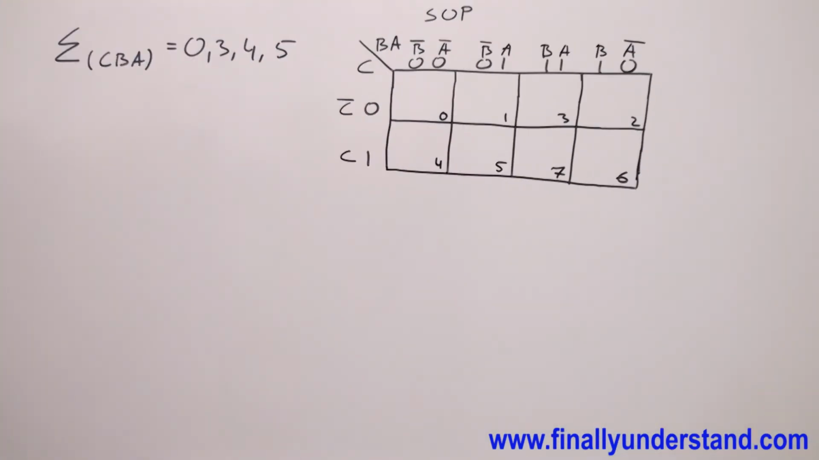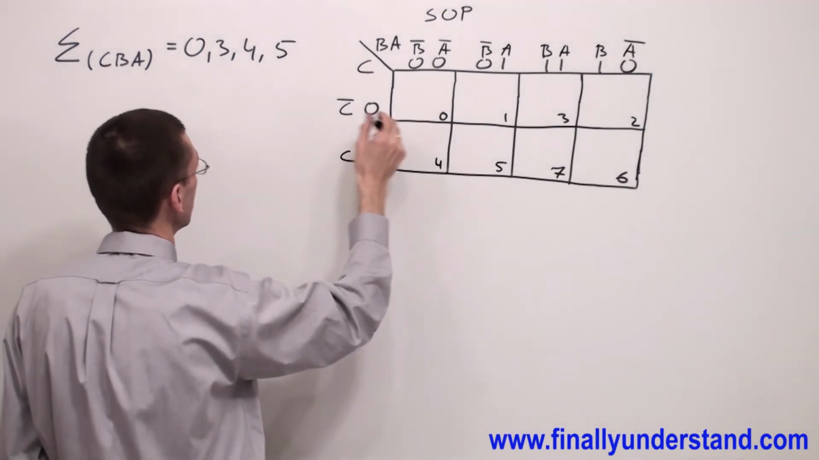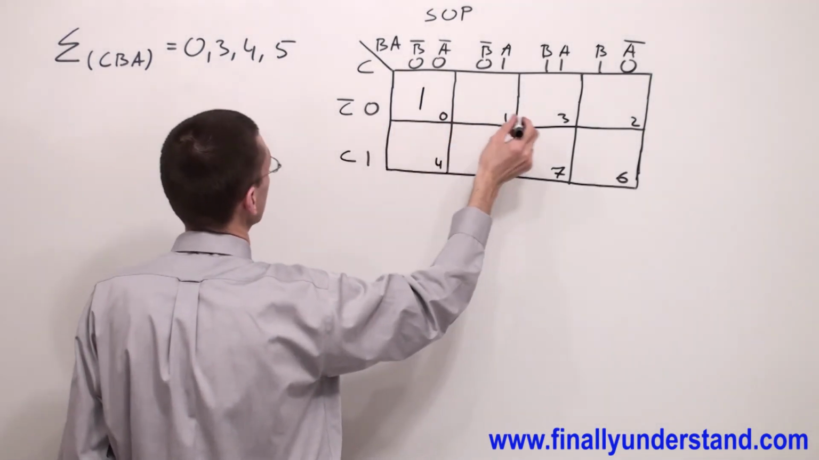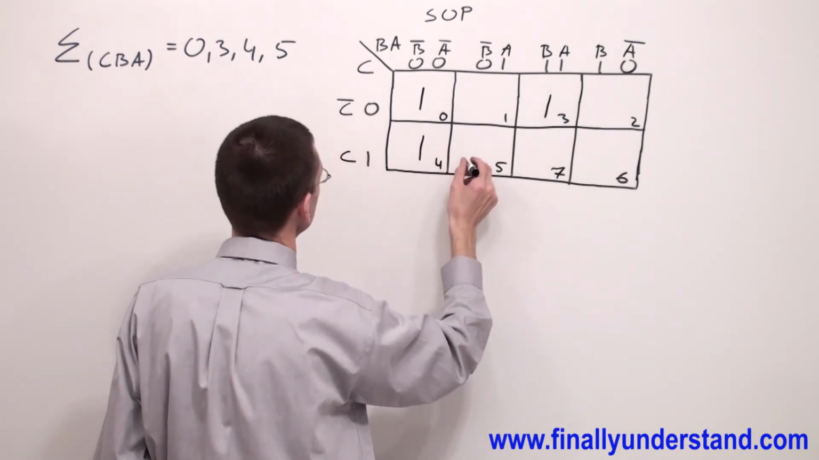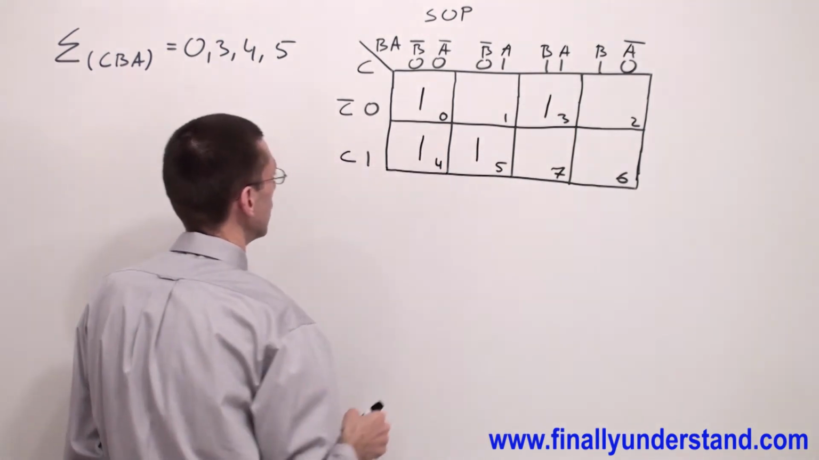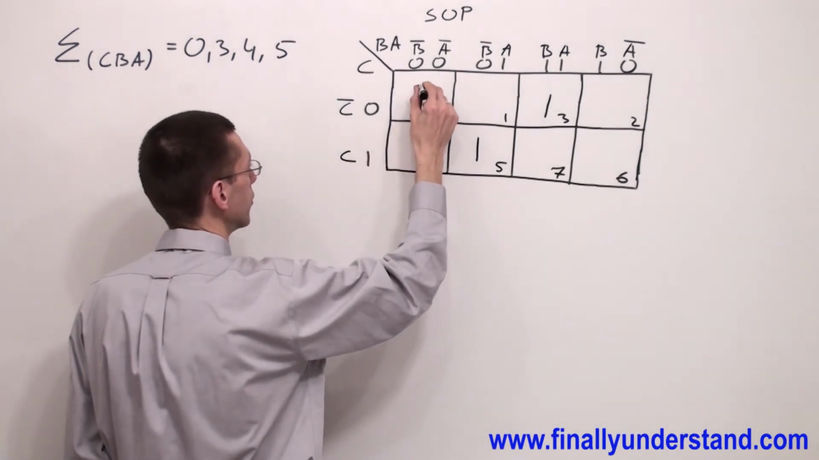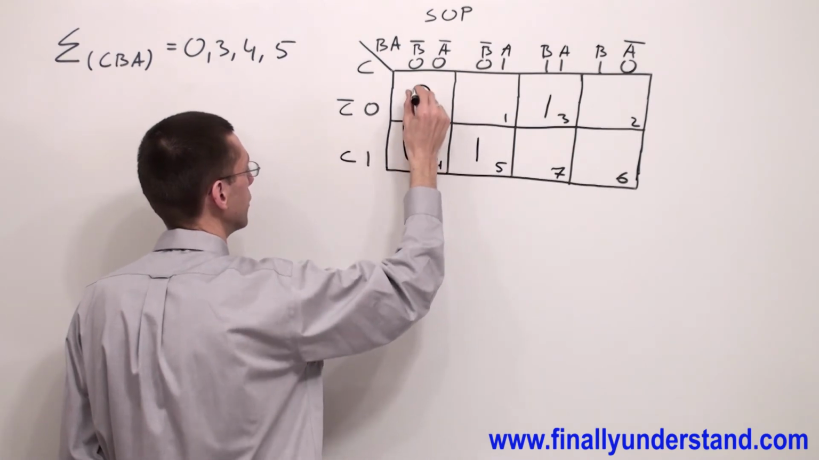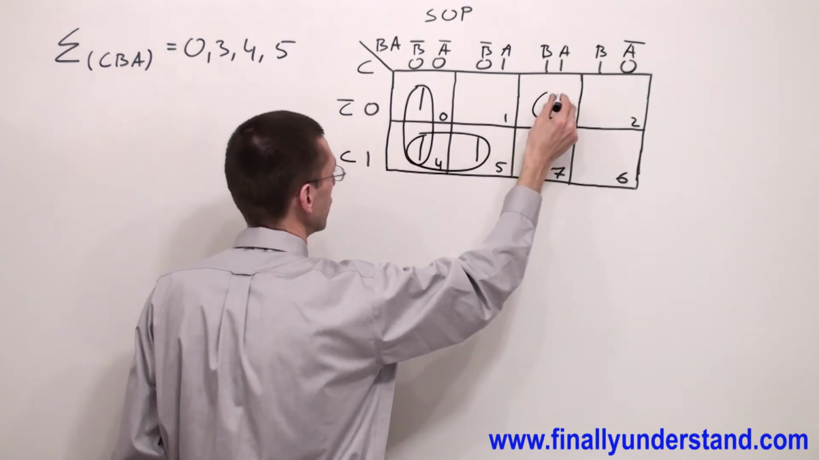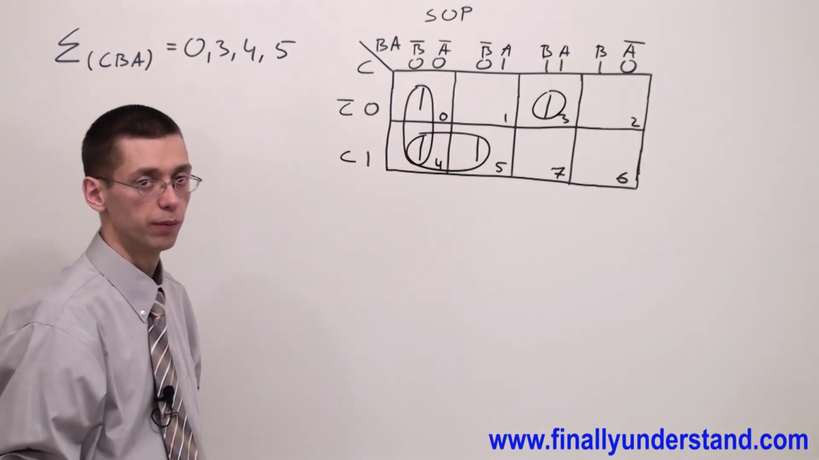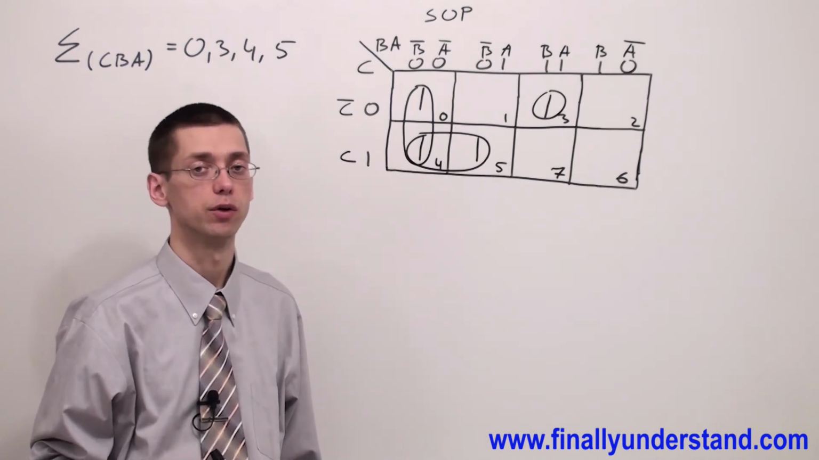Let's take a look at this example. We have ones in following cells: cell 0, cell 3, cell 4, and cell 5. Next, we're supposed to group these ones. I'm going to have one group over here, second group over here, and the third group over here. Remember, I can make the groups of 1, 2, 4, and 8 for 3-variable Karnaugh map.